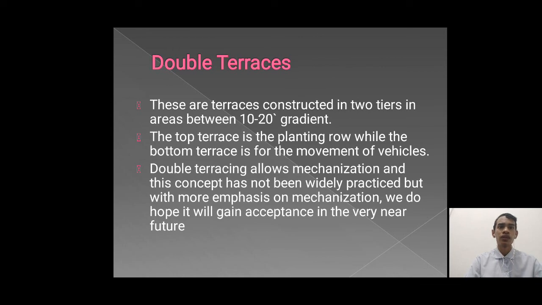into 3. The first one is double terrace. These are terraces constructed in 2 tiers in areas between 10 to 20 degrees. The top terrace is the planting road, while the bottom terrace is for movement of vehicles. Double terracing allows mechanization, and this concept has not been widely practiced, but it is more effective for mechanization. We do hope it gets accepted in the near future.